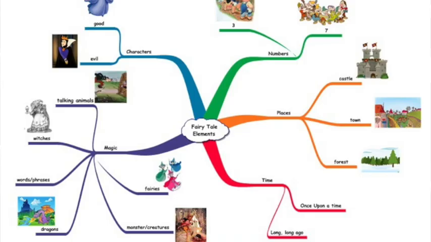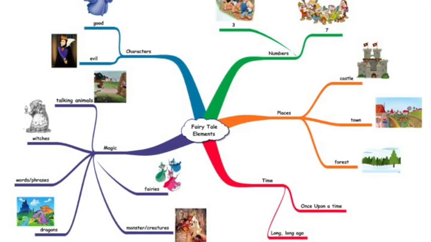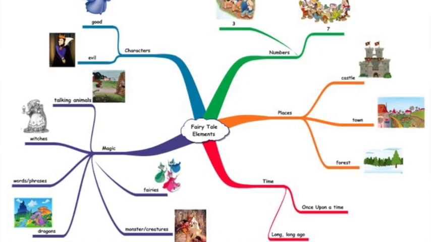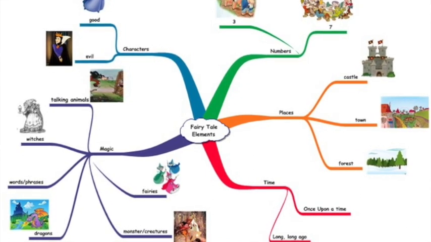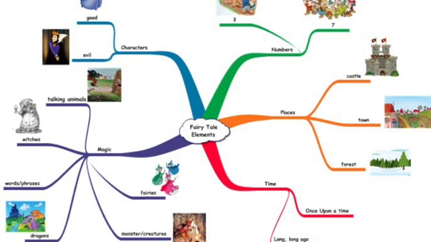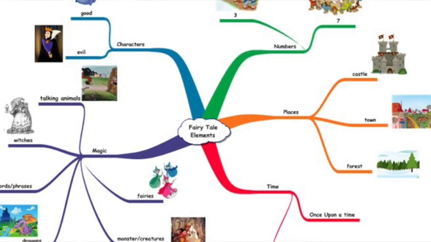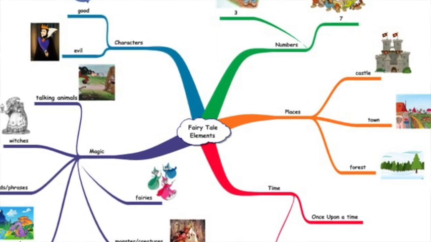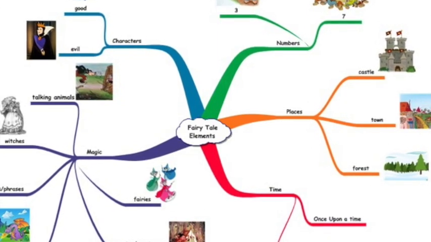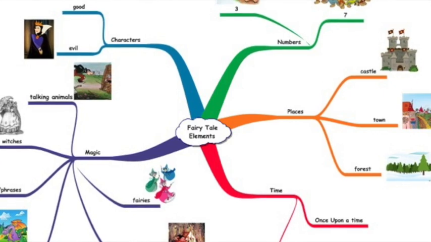Here is another way that we can do a mind map, talking about the elements of a fairy tale. All right, so you see how in fairy tales you have your characters, and most of the time there are some numbers built into it, and then you have some magic, you have time, you have places, and they're able to see the story in this particular format.